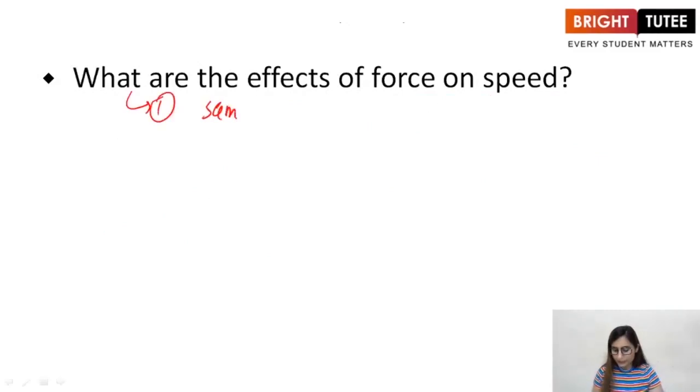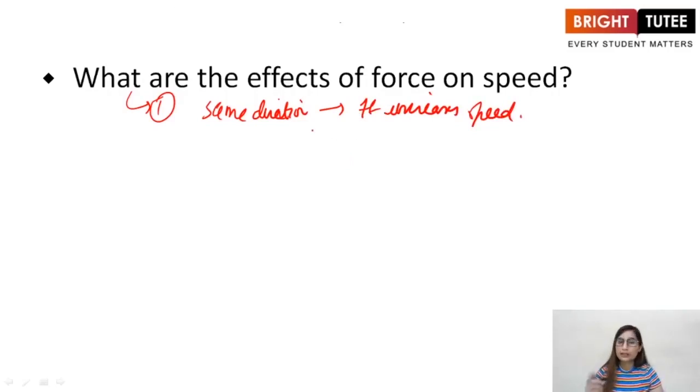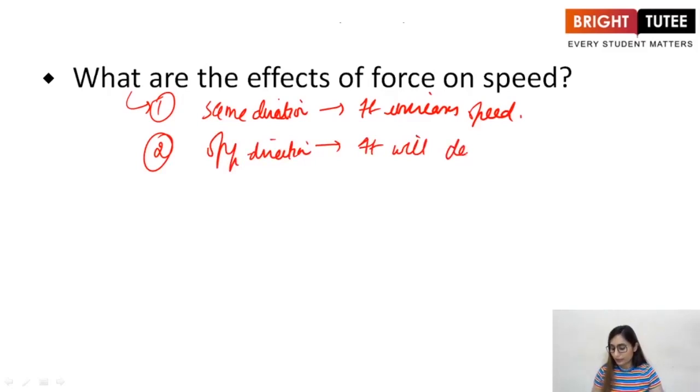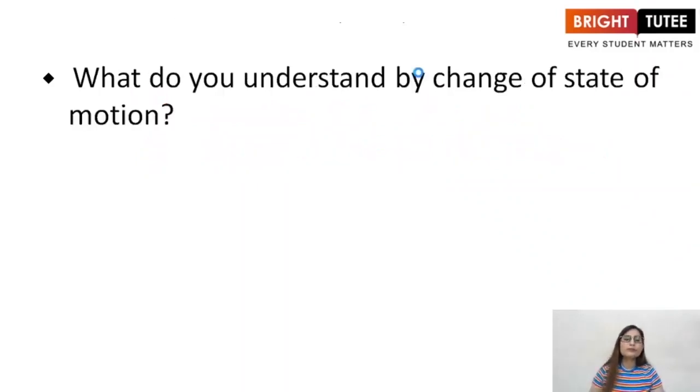If it is in the same direction, it increases speed. Right? If you are applying the force in the same direction, it will increase the speed of the object. If it is applied in the opposite direction, it will decrease the speed. Right? This is the effect of force on the speed of an object. When it is applied in the same direction, it increases the speed of the object. If it is applied in the opposite direction, it will decrease the speed. Right? Now, what do you understand by the change of state of motion?